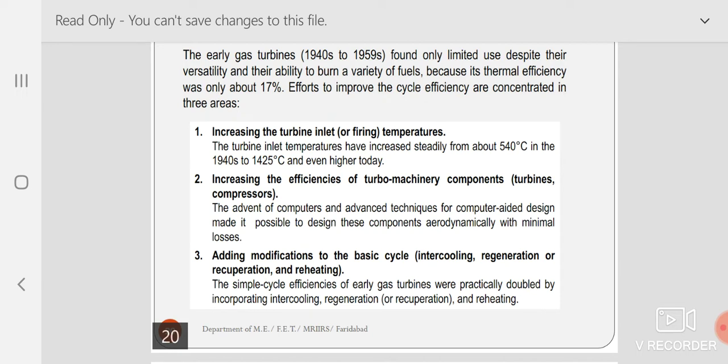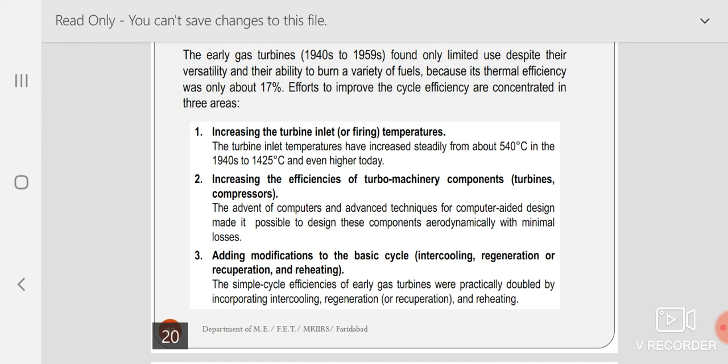The higher the turbine inlet temperature, the better the work done in the turbine. Better work output of the turbine comes from better rotation of the turbine blades. What is done in a turbine? High temperature, high pressure steam or gas enters the turbine and rotates it, and as a result, power output is produced in the turbine.